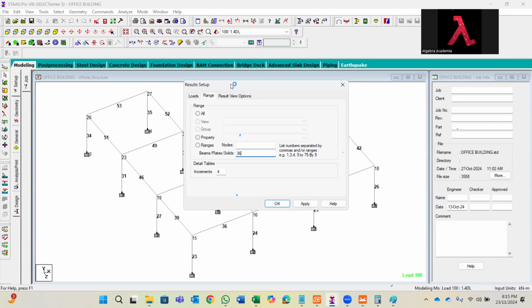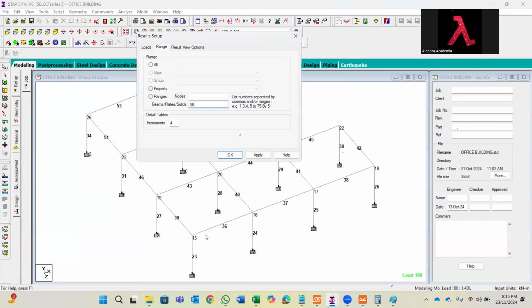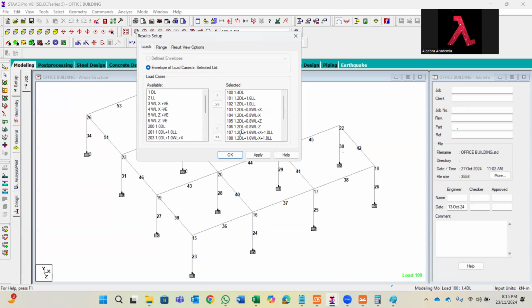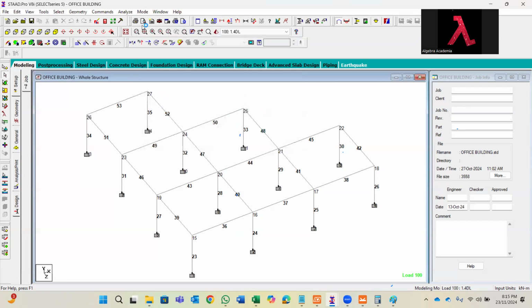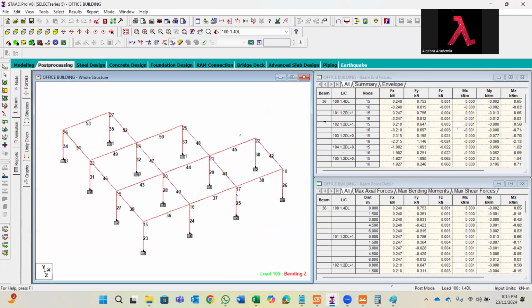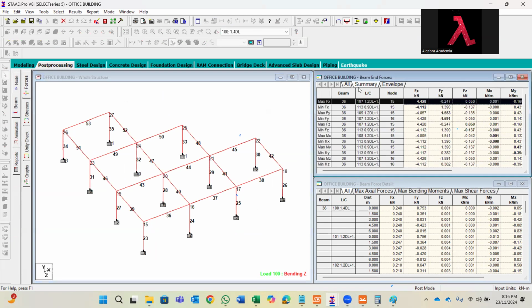The reason I'm mentioning the beam is that I need to extract the beam end forces summary. So in order to extract the beam forces, I need to enter the beam number. Obviously this beam has two nodes, so it shows both, but I will extract the reactions only for node 15. The loads are as before, the ultimate factored load. Then I'll go to mode, post processing, beam, forces. See, can you see 36, 15 and 16?